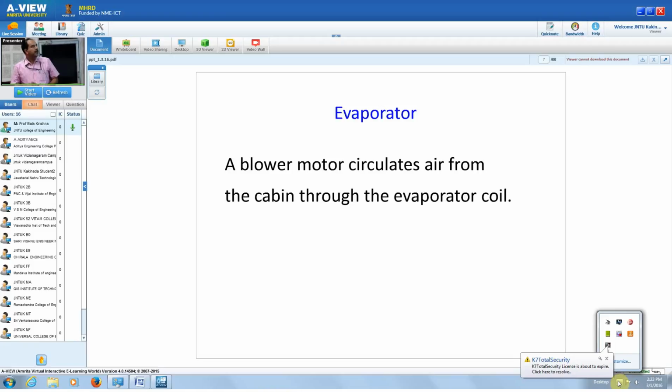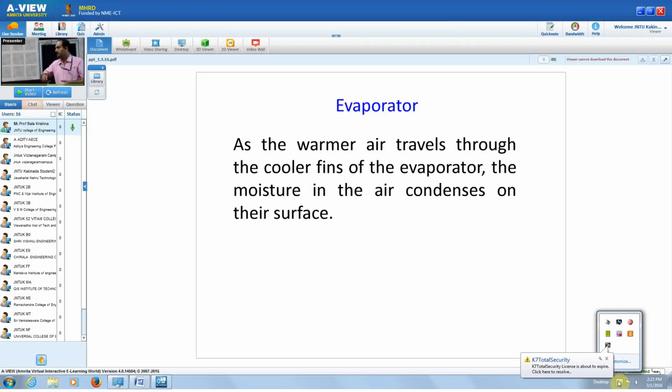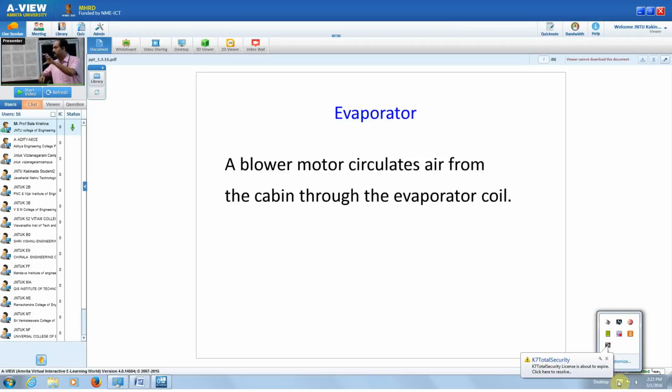Next step. A blower motor circulates air from the cabin through the evaporator coil. So this evaporator, if you are a domestic refrigerator, is called a deep freeze. But actually the total cabin is the evaporator. Right? But we call it a deep freezer. Next slide.